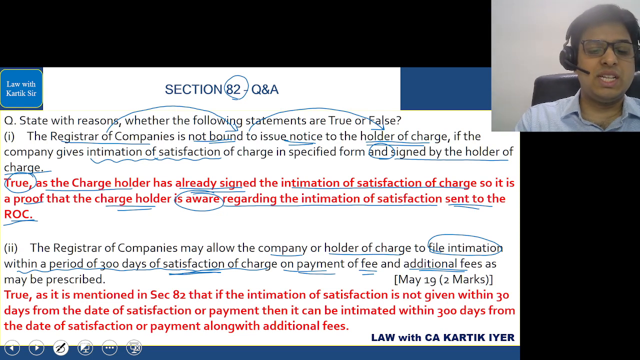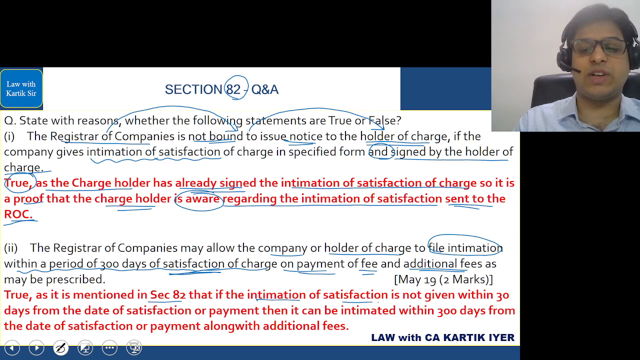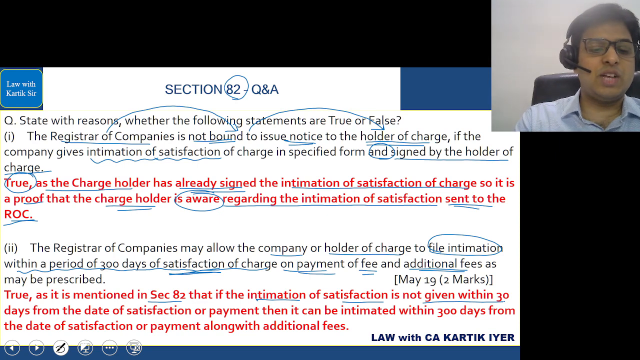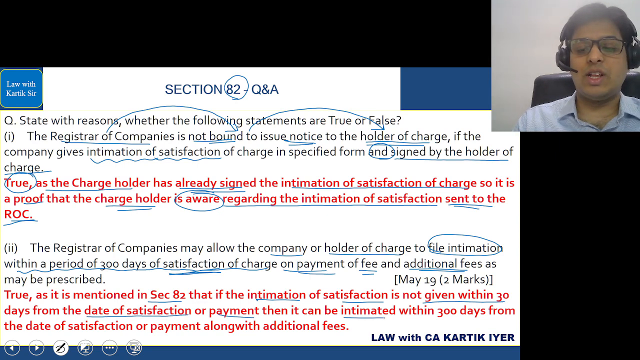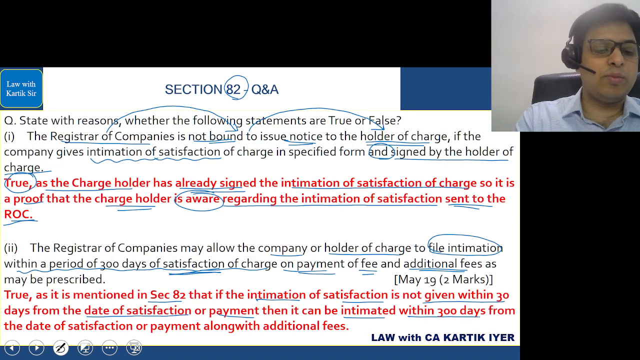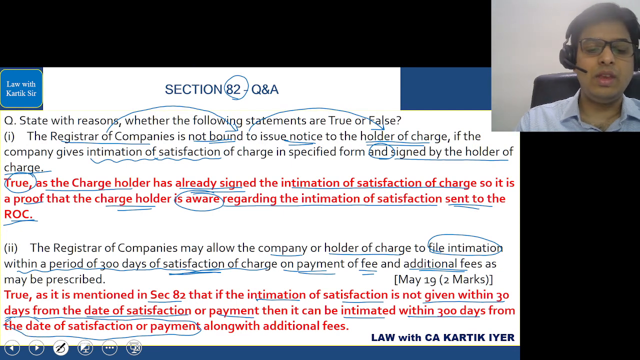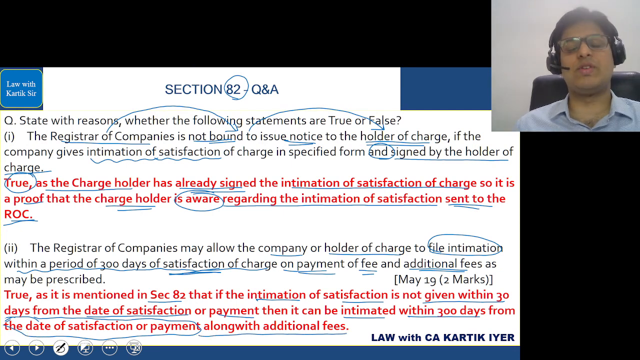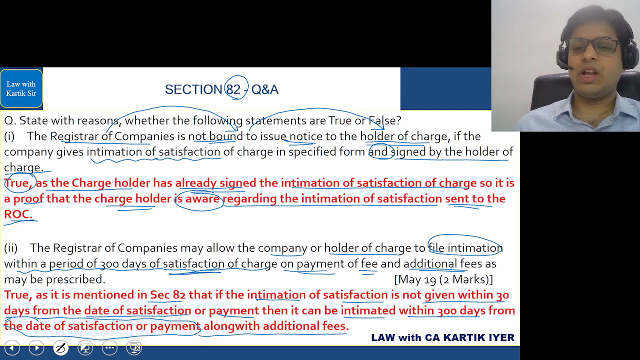True, as it is mentioned in section number 82 that if the intimation of satisfaction is not given within 30 days from the date of satisfaction or payment, then it can be intimated within 300 days from the date of satisfaction, along with additional fees. Comfortable? Okay, let's go further.